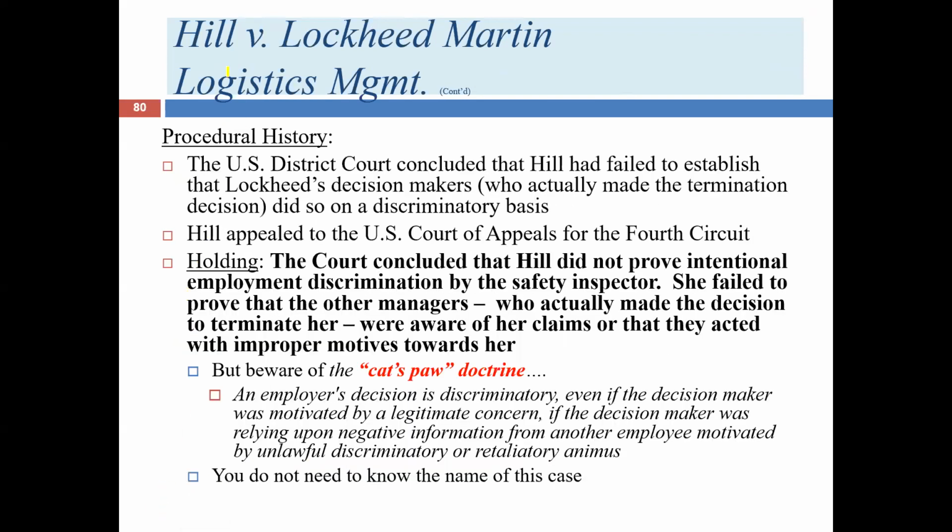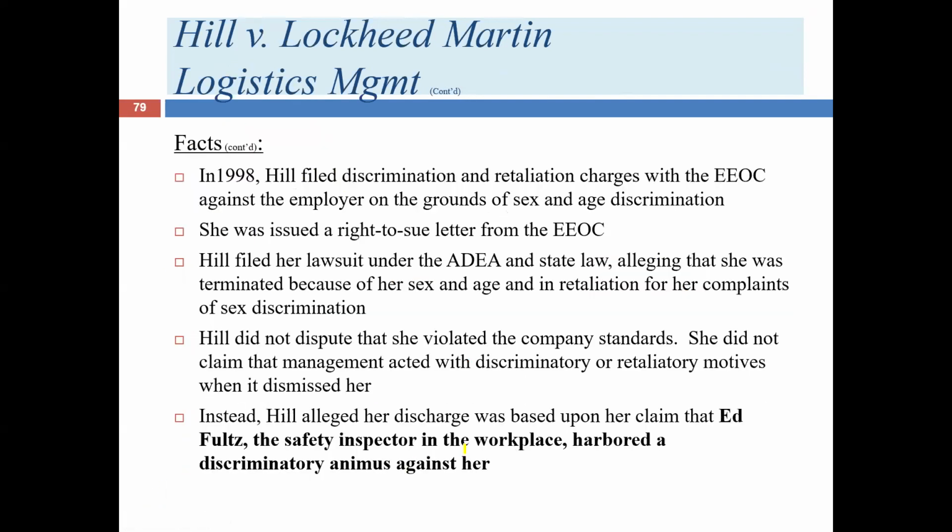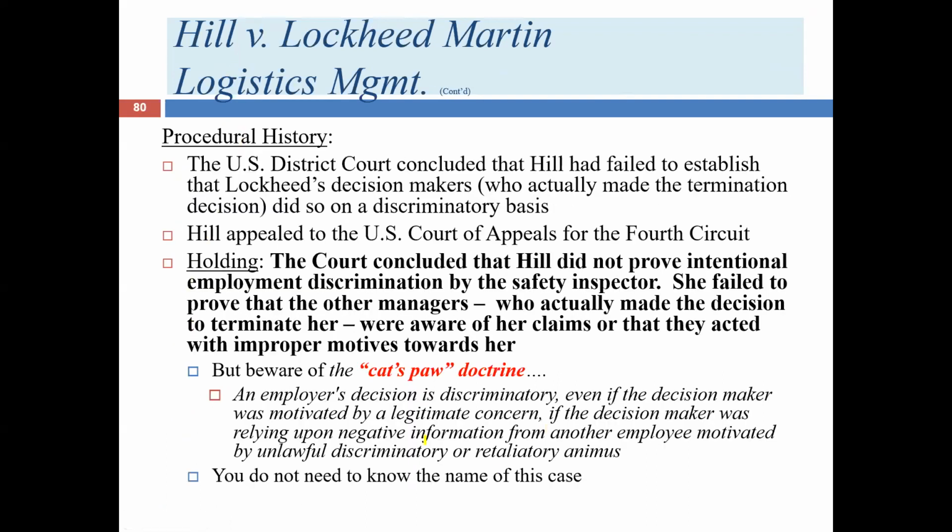Now, in this case, Ms. Hill was not successful. The court concluded that Hill did not prove discrimination by the safety inspector. So her whole argument that Ed was out to get her, the court said, not enough evidence for that. And of course, the people that actually implemented the decision, the higher management, did not have any improper motives against her.